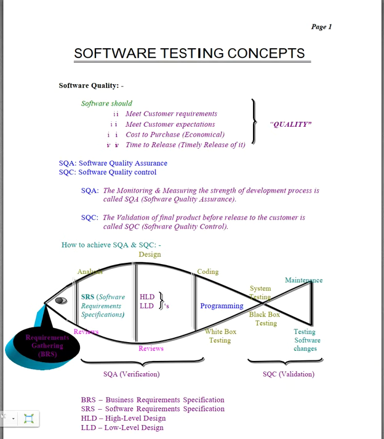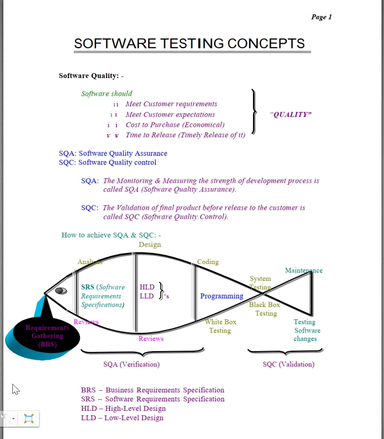The SQA deals with the starting phases like reviews, design, and coding, and the SQC, the quality control, comes into the picture in the later phases like system testing, black box testing, software testing, etc. Some of the types of documents that we have are business requirement specification, software requirement specification, high level design, low level design, etc.